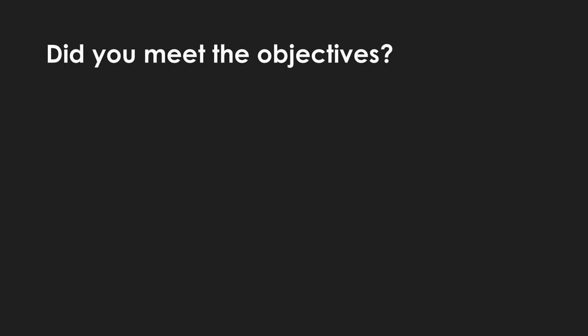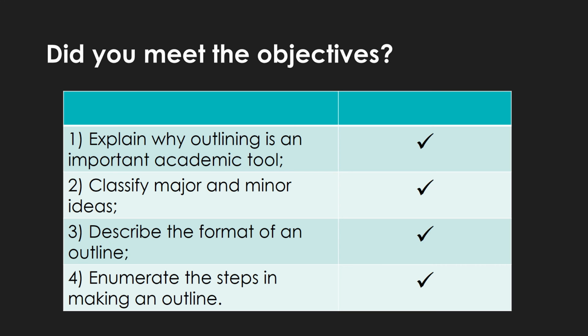So okay, did you meet the objectives? I will remind you about the objectives again. So put the check, silently in your mind, or maybe explain to yourself, okay, why outlining is an academic tool, classify major and minor ideas, how to do that exactly, the format, remind yourself of the format and the steps. Okay, so if you answered check to all objectives, very good. You maximize this video and you're ready for our class.